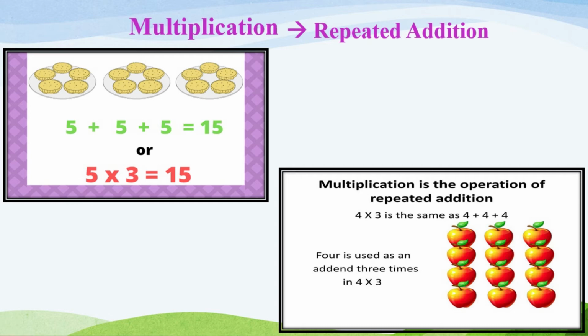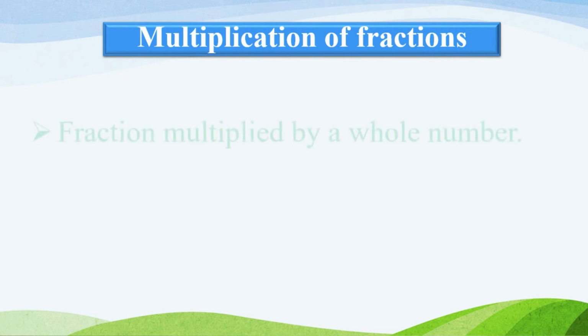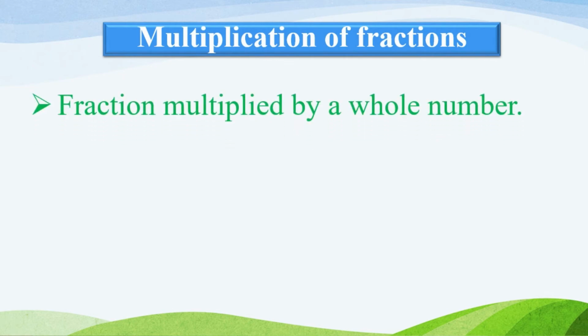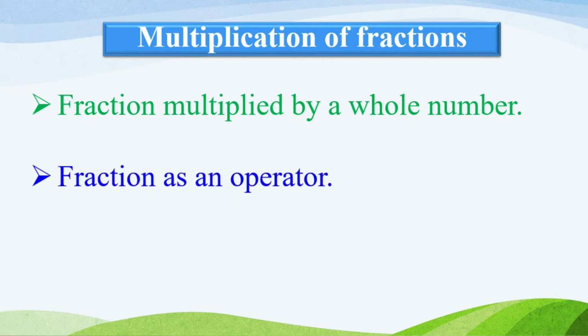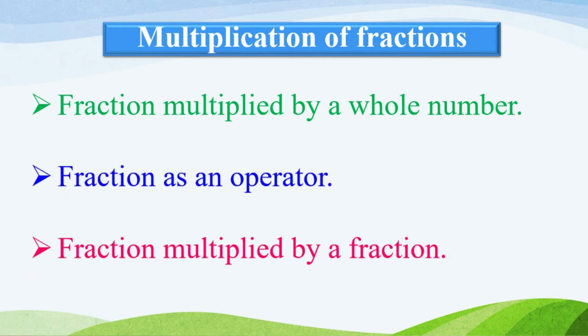Here each column has 4 apples. Here given 3 columns. So 4 3s are 12. That is multiplication. So multiplication is repeated addition. Let's see the multiplication of fractions. First one, fraction multiplied by a whole number. Second one, fraction as an operator. Third one, fraction multiplied by a fraction.